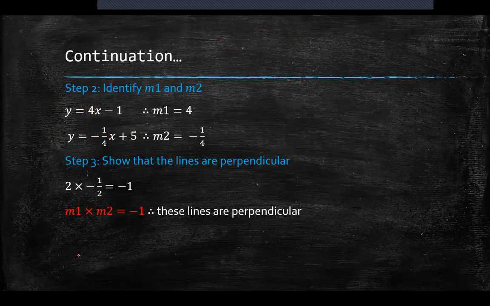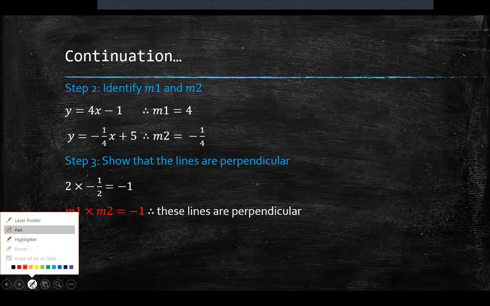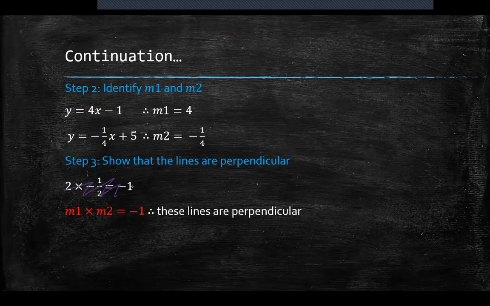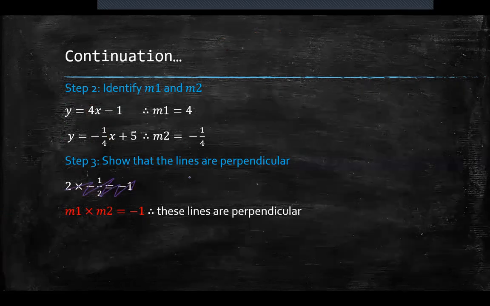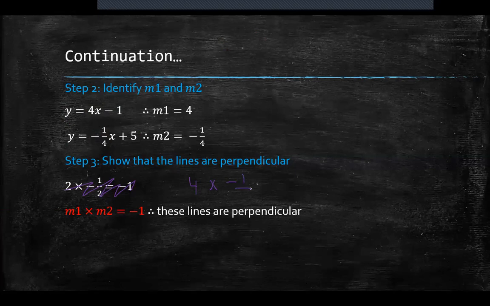And the third and final step. Why do I have 2 and minus 2 here? Anyways, I need to change that too. It's not this. The gradient is 4, so m1 is 4 times m2 minus a quarter. I could cancel the 4s to get minus 1.